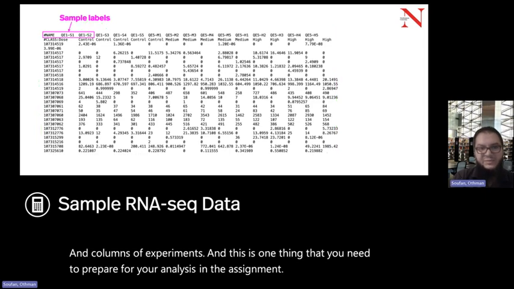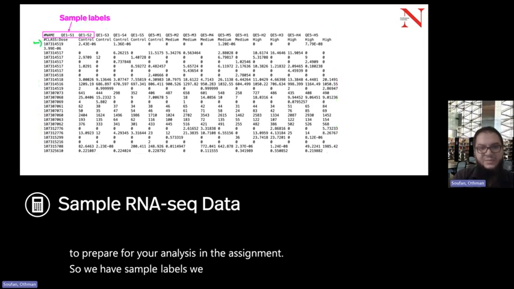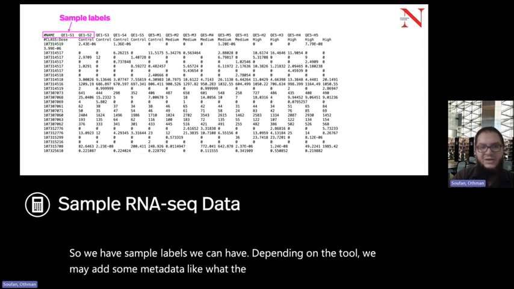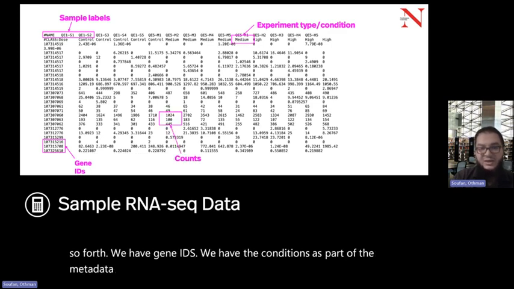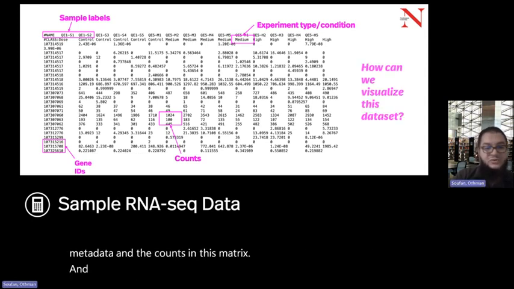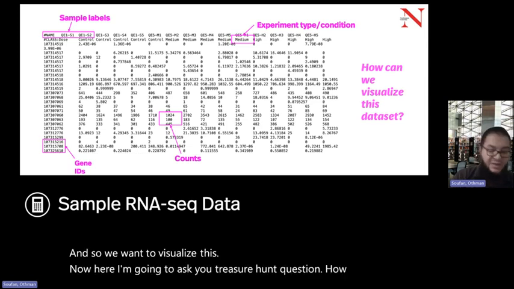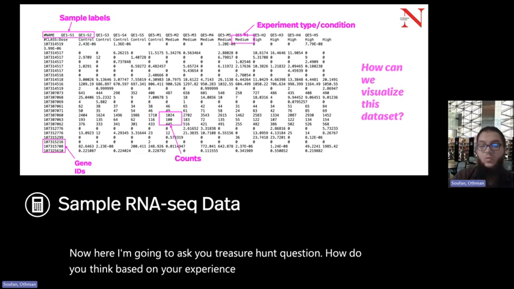So we have sample labels. Depending on the tool, we may add some metadata, like what is the dose, and so on and so forth. We have gene IDs. We have the conditions as part of the metadata and the counts in this matrix. And so we want to visualize this. Now here I'm going to ask you a treasure hunt question. Based on your experience, what would be a good way to visualize this?